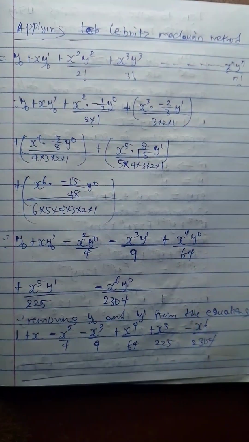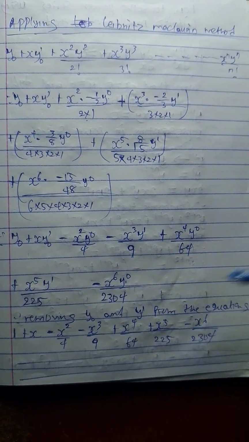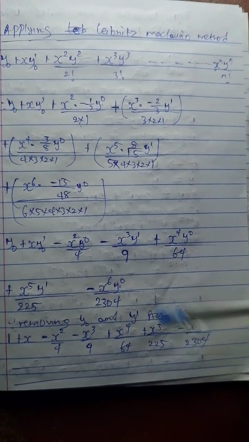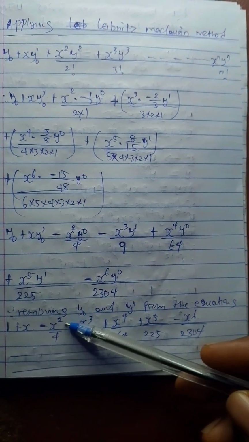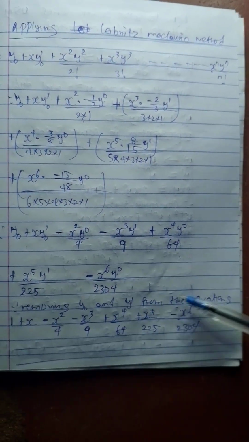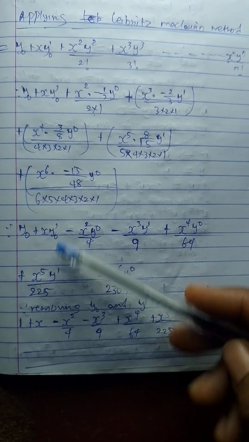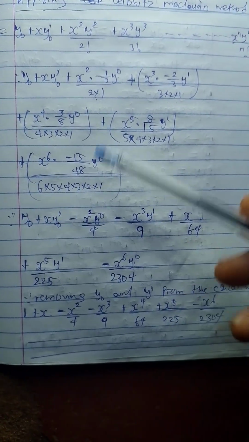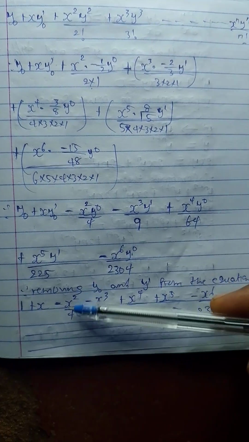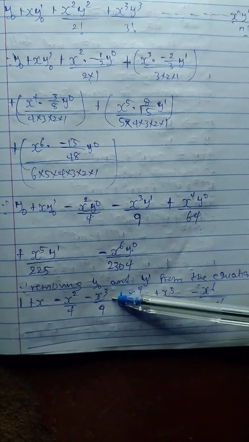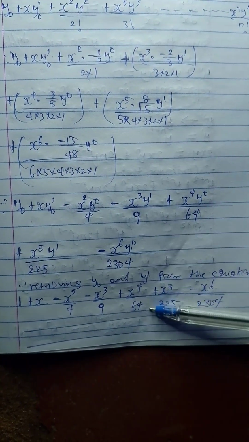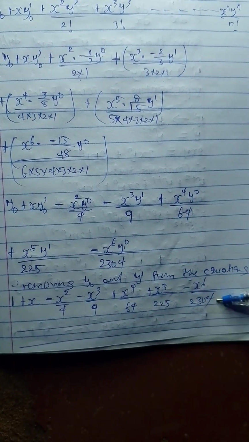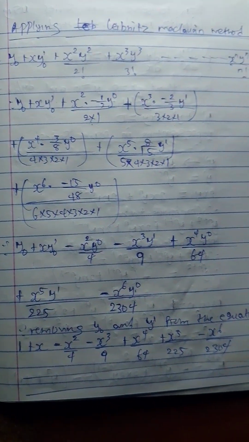After doing this, know that in a power series your final answer must be in terms of x and a number. So no y. So after doing this, simply remove y naught and y1 from the equations. Then you will have, if I remove y naught, 1 plus x here, removing y prime, x. Here becomes x2 over 4. Here becomes minus x3 over 9. Here becomes plus x4 over 64. Plus here becomes x5 over 225. Here becomes minus x6 over 2304. So this is the final answer. Very, very simple.